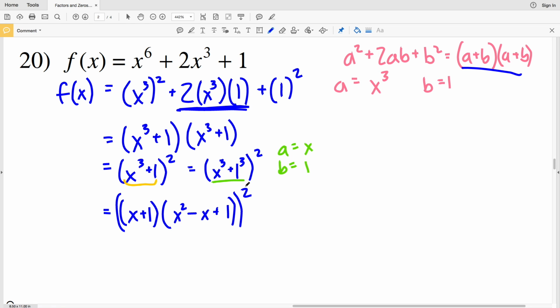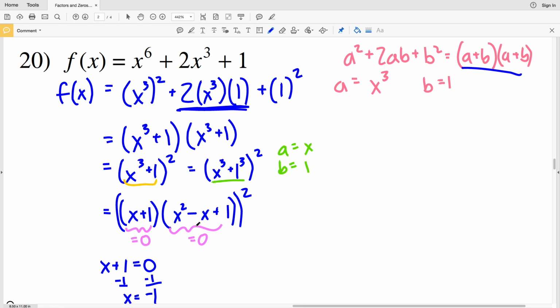Just remember that when we find the zeros, those zeros are occurring twice for the zeros of these individual polynomials. So x plus 1 equal to 0 and x squared minus x plus 1 equal to 0. We're going to solve for those. So x plus 1 equals 0, subtracting 1 from both sides, x equals negative 1. So negative 1 is one of the solutions, and remember that negative 1 occurs twice.